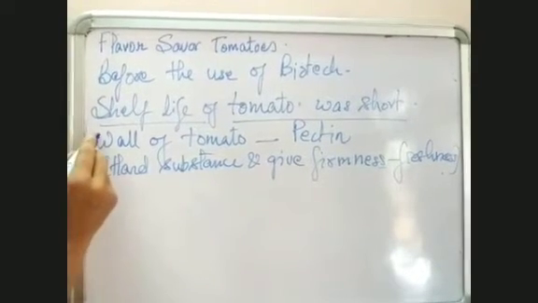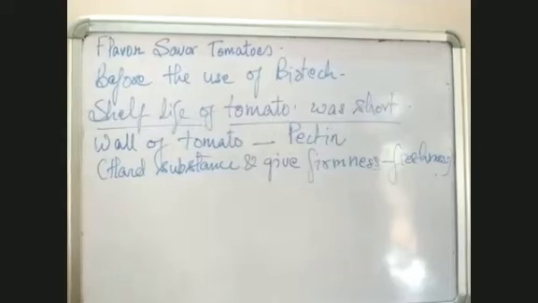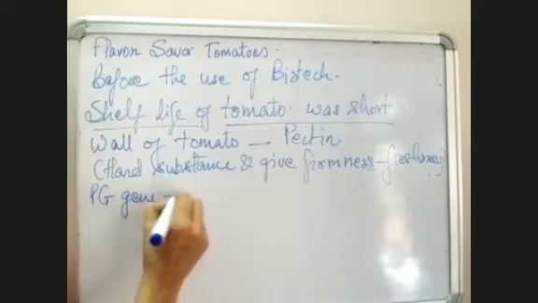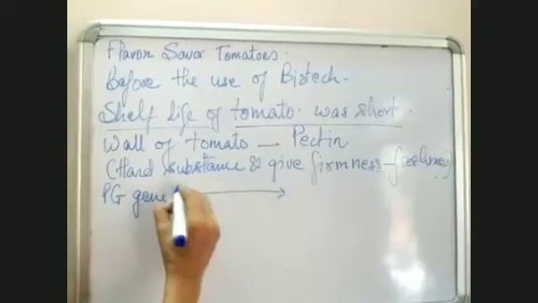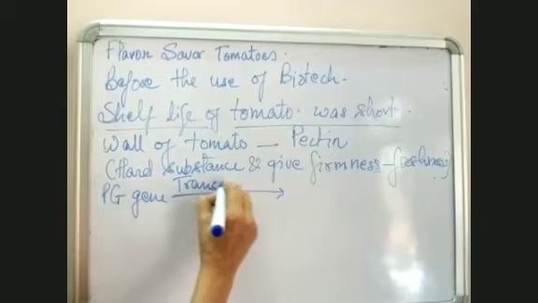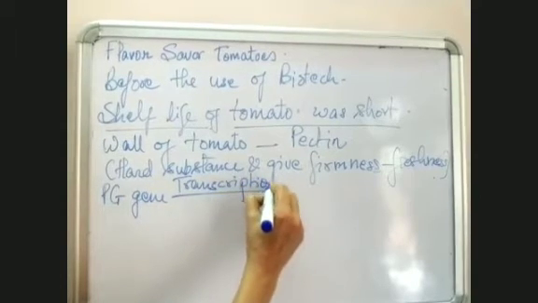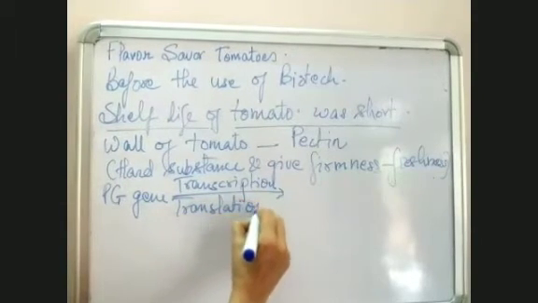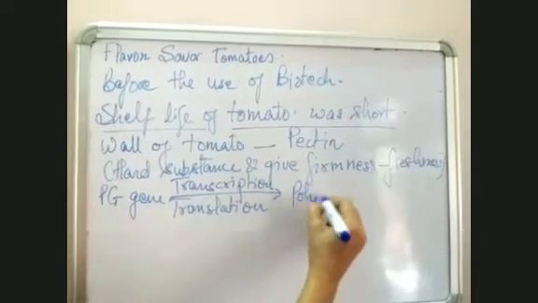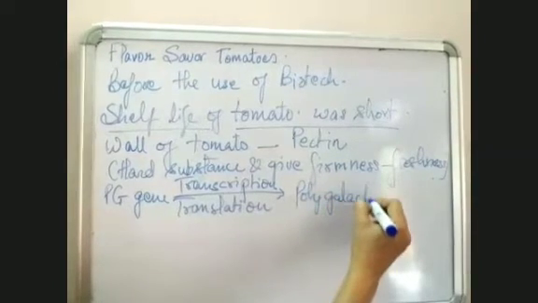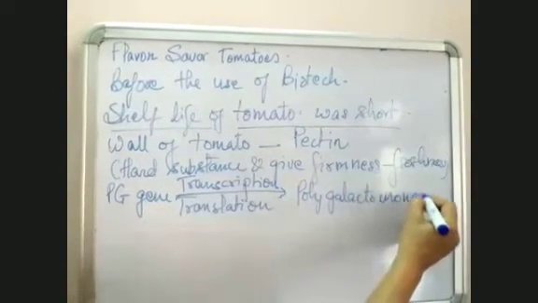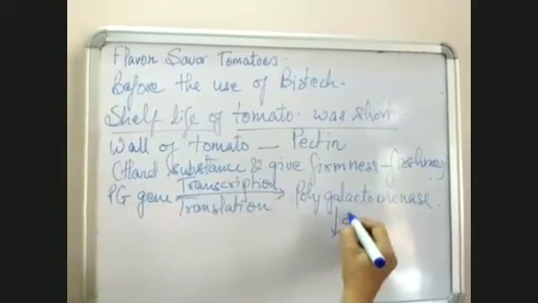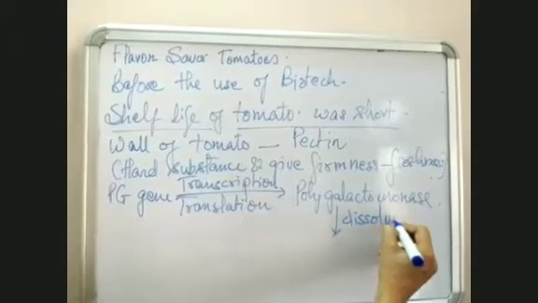Now what happens? Tomato itself has a gene which is known as the PG gene. This gene, after transcription and translation, produces a substance which is known as polygalacturonase. This polygalacturonase has a property. What it does is it dissolves pectin.